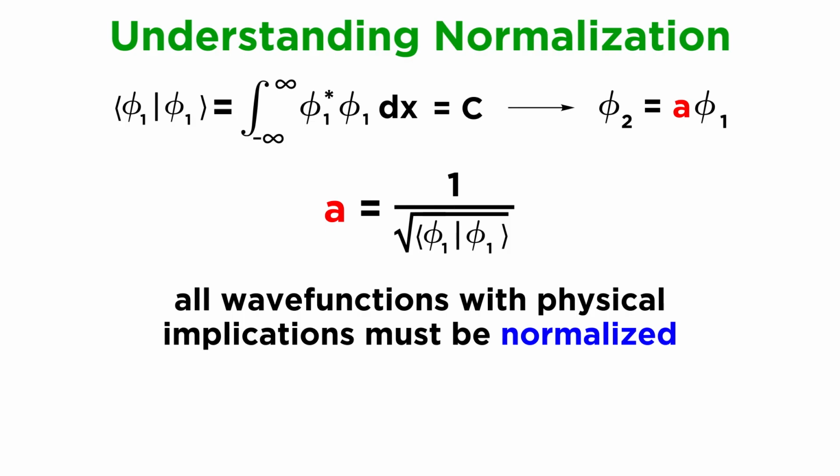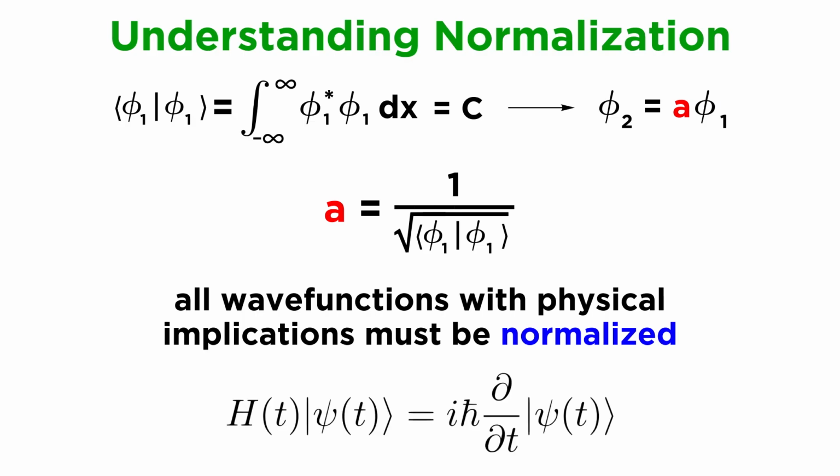The main thing we should take from all this is that all wave functions with physical implications must be normalized. In other words, the definition of the probability density function implies that wave functions which are solutions of the Schrödinger equation must be normalized, and we will talk more about the Schrödinger equation in the next tutorial.